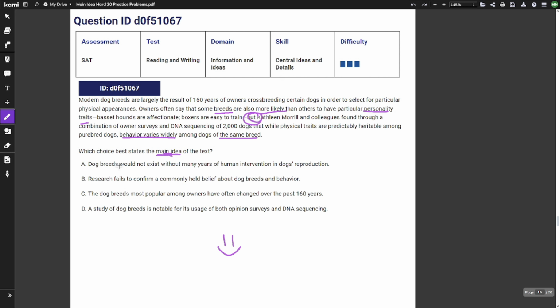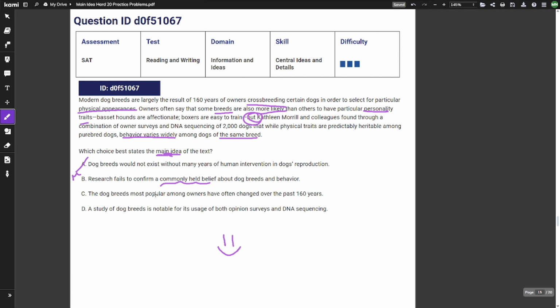A. Dog breeds would not exist without many years of human intervention in dogs' reproduction. Yeah, no. All the text says is that humans crossbred dogs for physical appearances. It never says that dogs wouldn't exist at all if we never crossbred them. So no. B. Research fails to confirm a commonly held belief about dog breeds and behavior. This one is true. This commonly held belief is that breeds affect personality traits. But of course, research says that's actually not true. So this might be our answer.